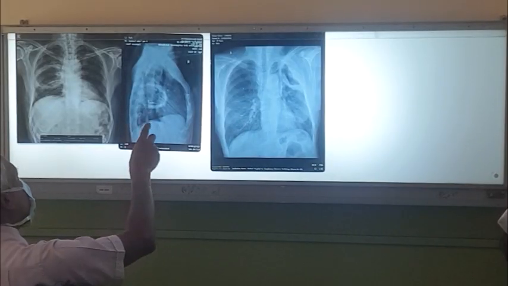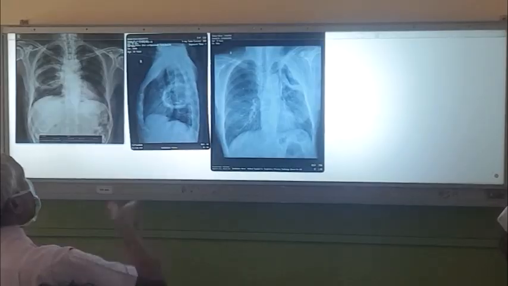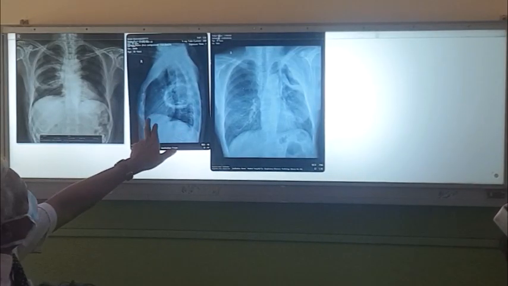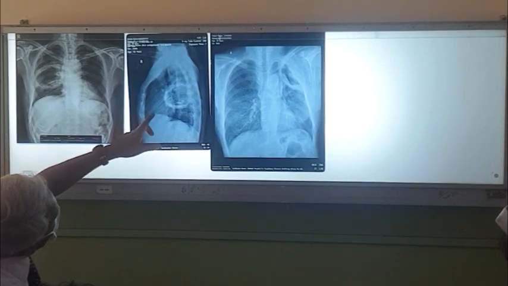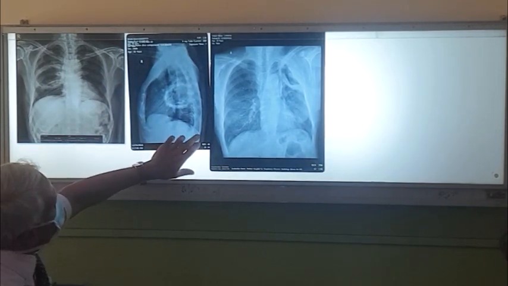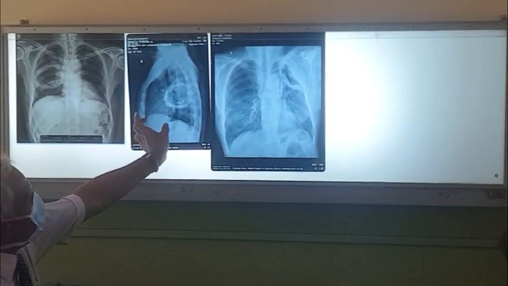So this is the right hemithorax, right? This is the left one. Starting from the right, it is the right hemidiaphragm. And starting from there, this is the oblique fissure. You can see the oblique fissure. And this is the left hemidiaphragm. The anterior one third you can't see because the left side heart is there.